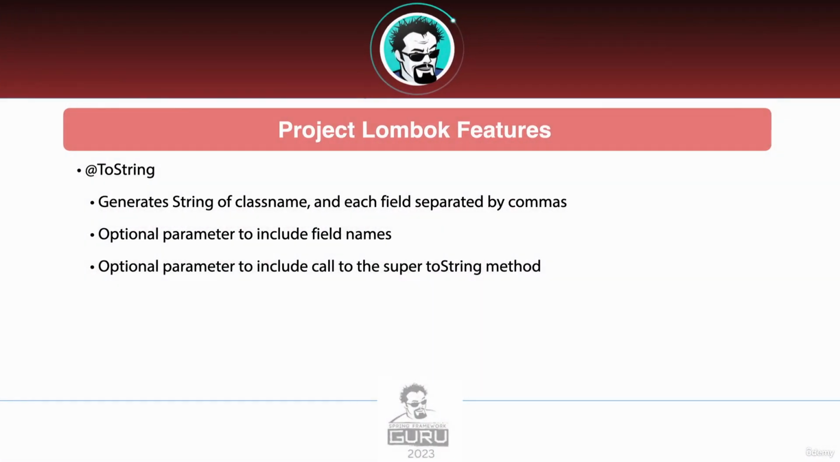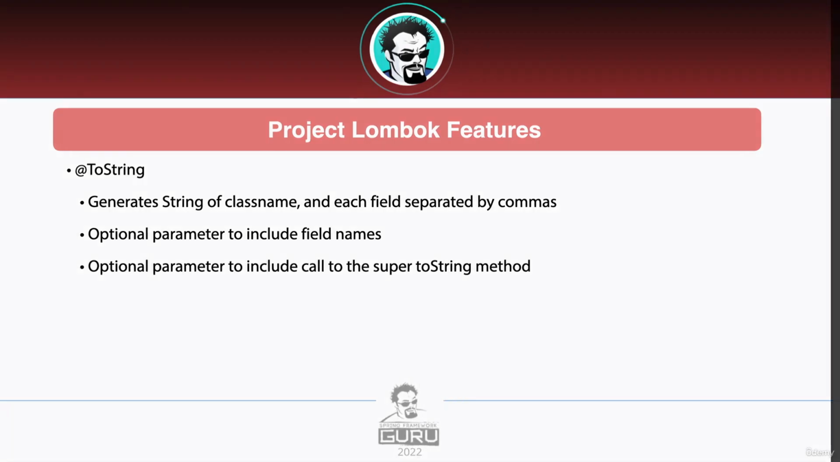ToString is a very nice implementation. This generates your class name and then the properties of the field. So it does do a really nice job of creating a ToString for your classes. There is an optional parameter to include field names and then also another parameter to call the super ToString method.